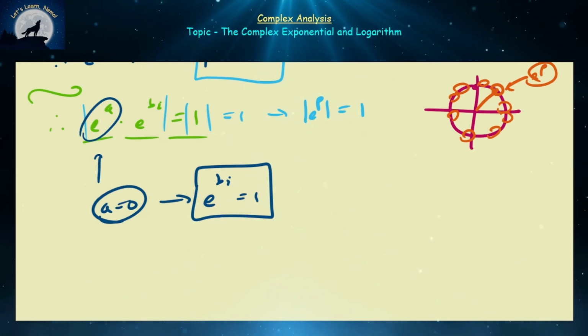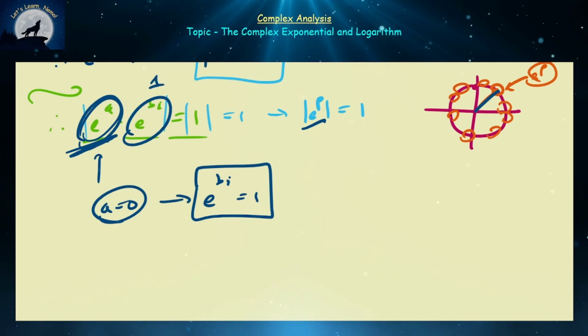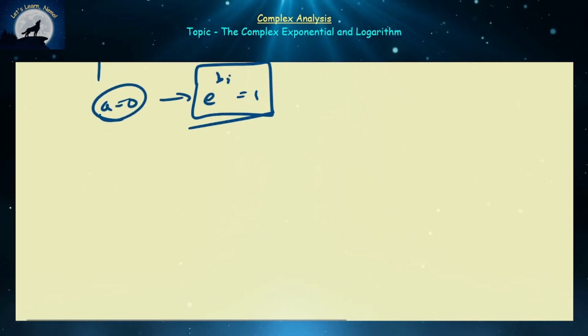And keep in mind, why is that? Because this is dictating the norm, and the norm of this number is equal to 1. Because this is always equal to 1, and 1 times something must be 1, so that means that number must be 1 as well, forcing a to be equal to 0. So now that we have this new equation, e to the bi will be equal to 1, and let's just re-outline what we're looking for here.